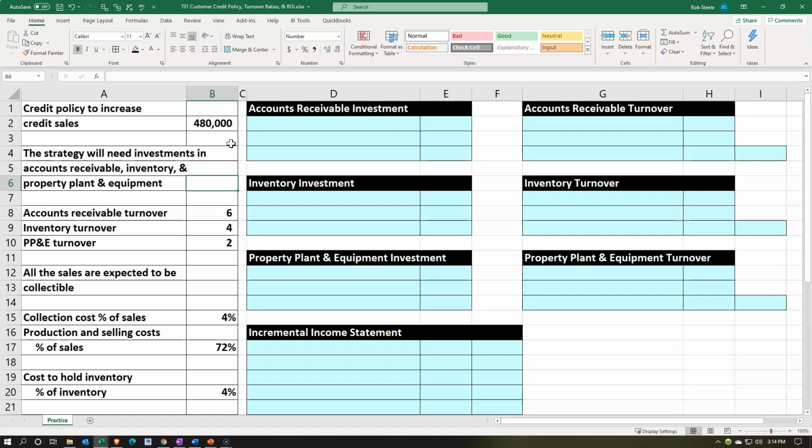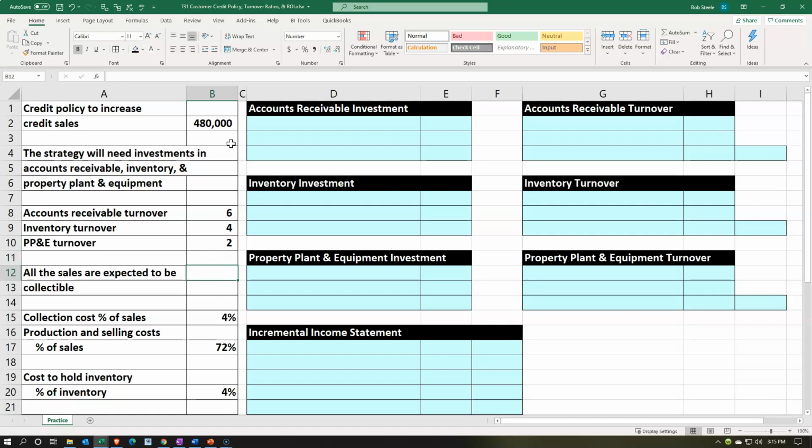In order to do that, we're going to need an investment increase in accounts receivable, inventory, and property, plant, and equipment. We're going to estimate what those items will be with the use of our turnover ratios, which are 6, 4, and 2: accounts receivable turnover, inventory turnover, and PP&E, property, plant, and equipment turnover. And then all the sales are expected to be collectible.